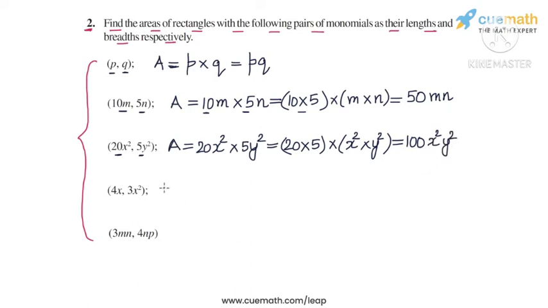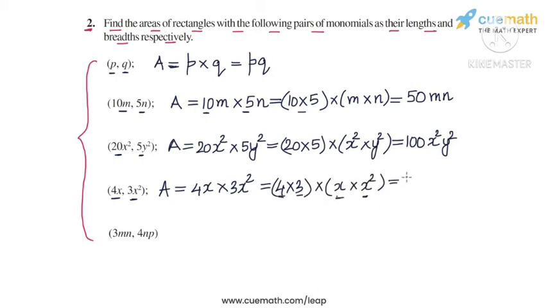In the fourth part, we have the two monomials as 4x and 3x square, so the area will be 4x into 3x square. The coefficients are 4 and 3, so we multiply them separately, 4 into 3, and the variable factors, the algebraic factors, are x into x square. So x and x square are the two variable factors. Now 4 into 3 is 12, and x into x square can be written as x cube.